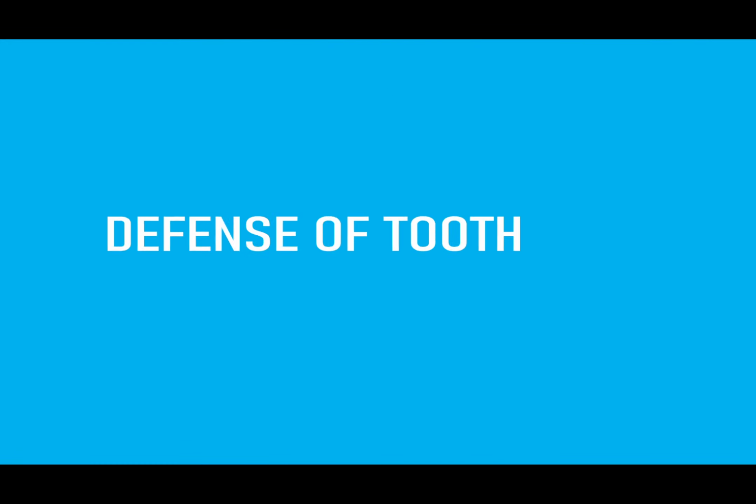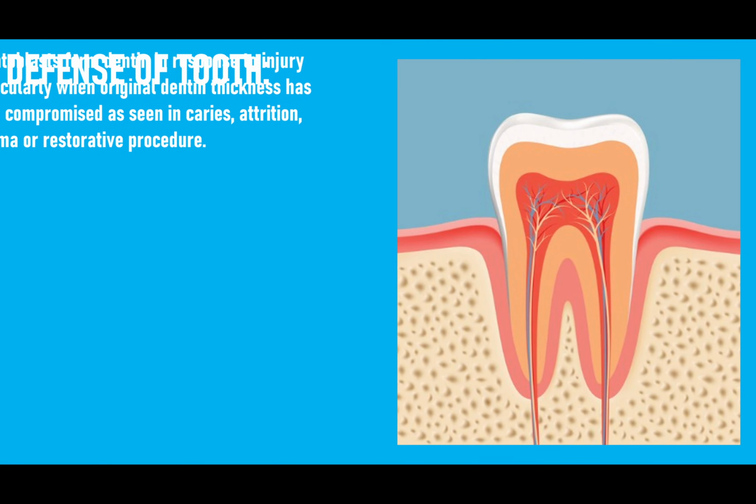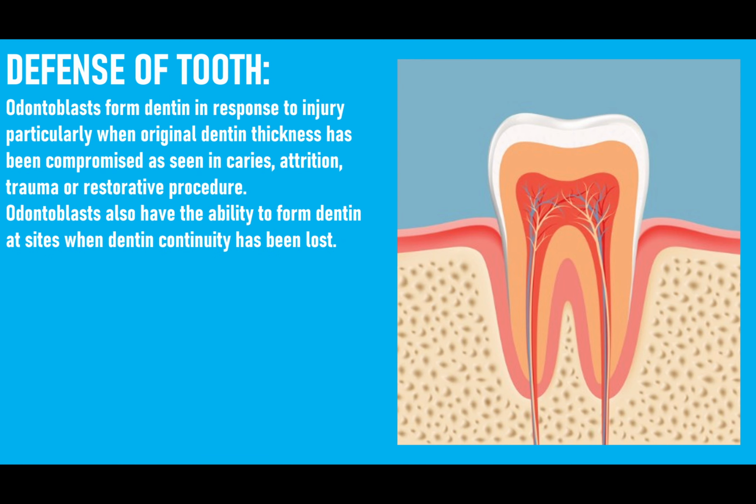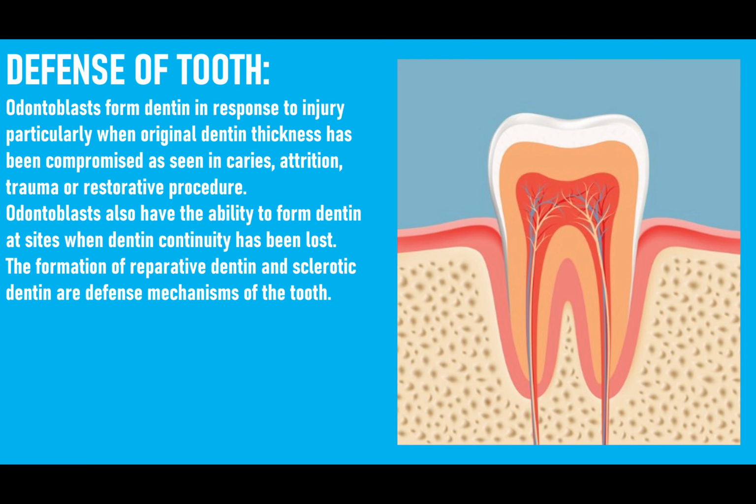Number 4 function of dental pulp is defense of tooth. Odontoblasts form dentine in response to injury, particularly when original dentine thickness has been compromised, as seen in caries, attrition, trauma, or restorative procedures. Odontoblasts also have the ability to form dentine at sites where dentine has been continuously lost. The formation of reparative dentine and sclerotic dentine are thus the mechanisms of the tooth that provide defense.